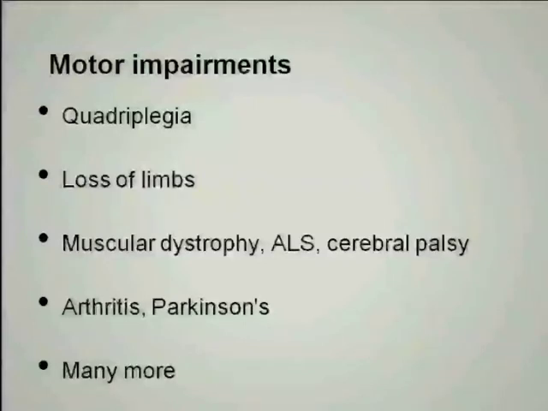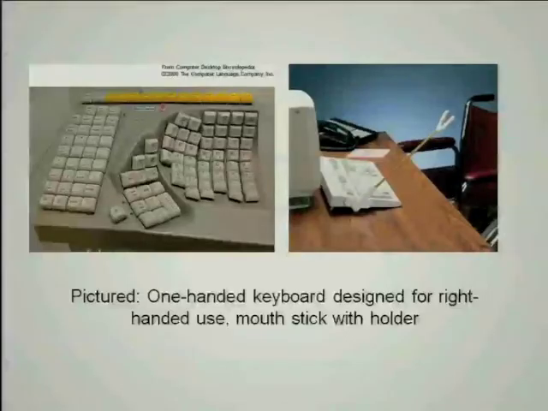As I was saying, people who suffer from quadriplegia, clearly no or little use of the arms and hands, someone who is, for one reason or another, missing a limb or both limbs, muscular dystrophy, ALS, also known as Lou Gehrig's disease, for those of you who don't know, cerebral palsy. Some of these produce weakness in the limbs. Some of them produce severe tremors, as does Parkinson's. Arthritis, as I'm sure most people know, produces severe pain in the joints, which can also make using the keyboard or the mouse very difficult. And that's just scratching the surface, just a few examples.